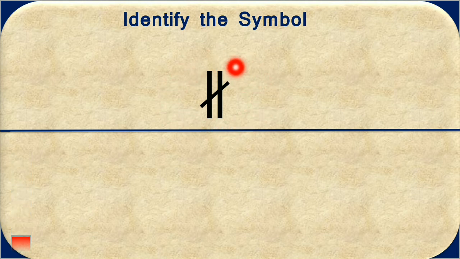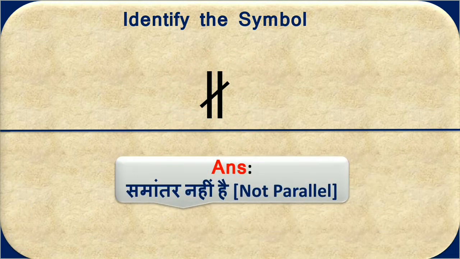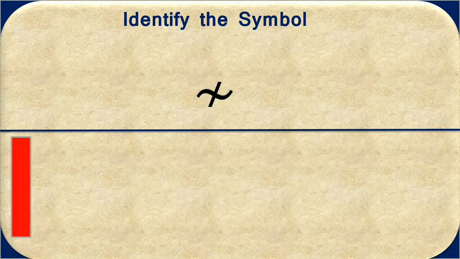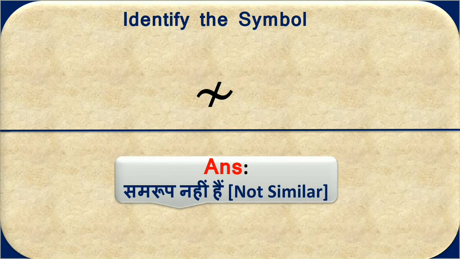Identify it quickly. Not parallel. In Hindi we call it as samanantar nahi hai. Identify this symbol. This symbol is of... Identify it quickly, please. This is not similar. समरूप नहीं है.